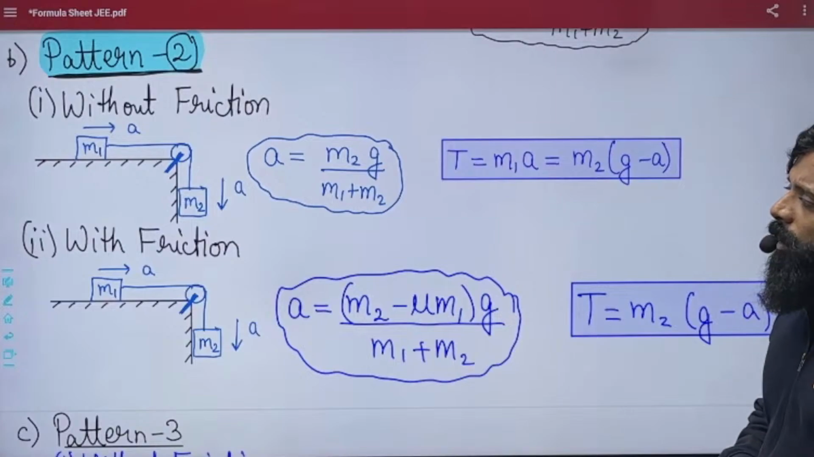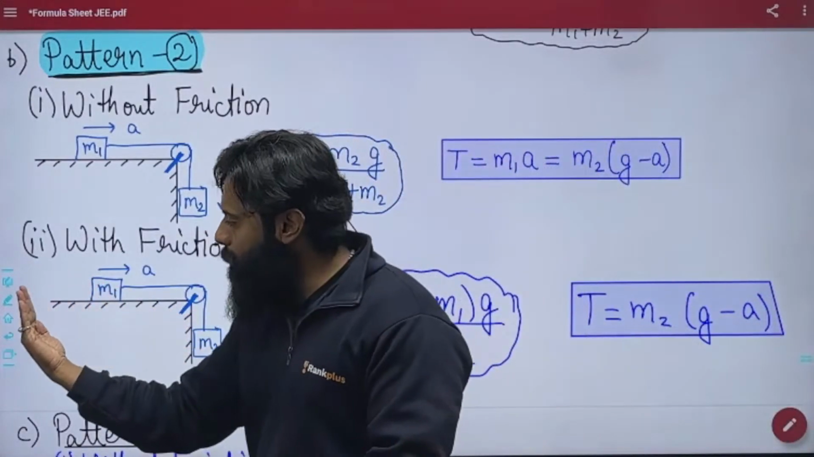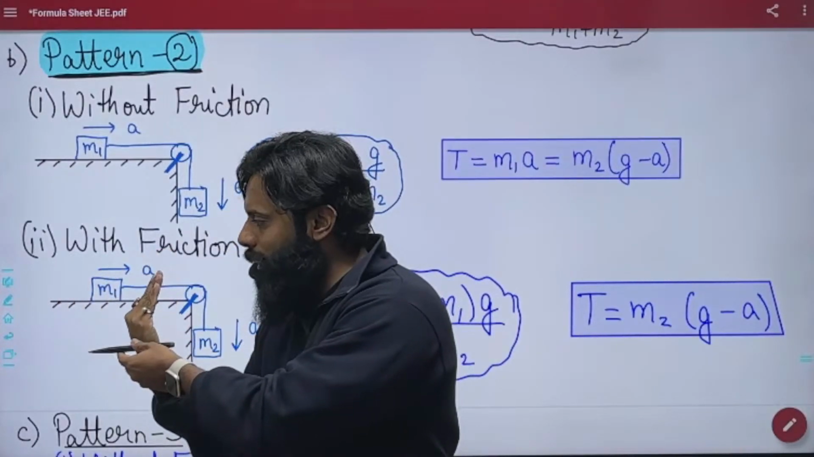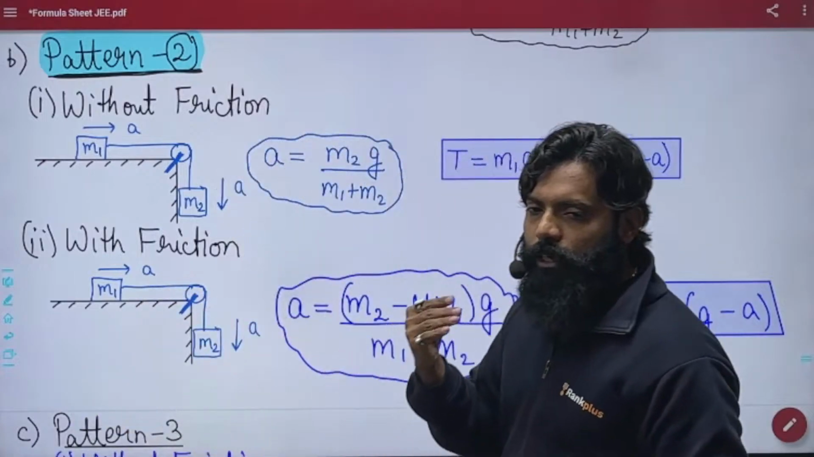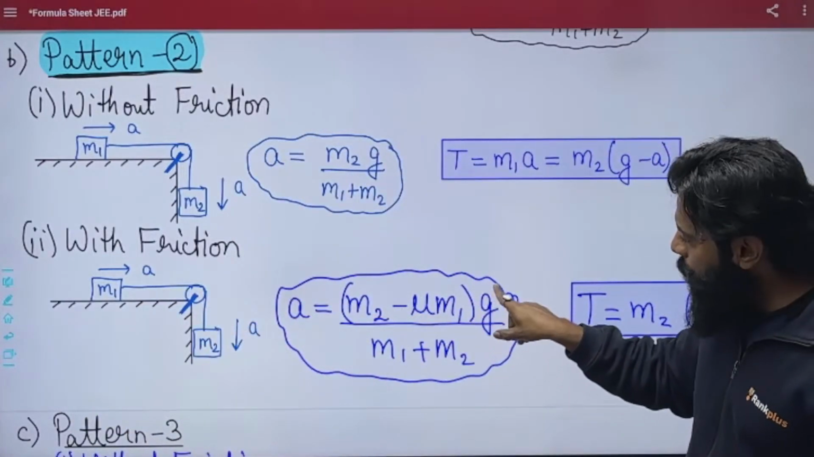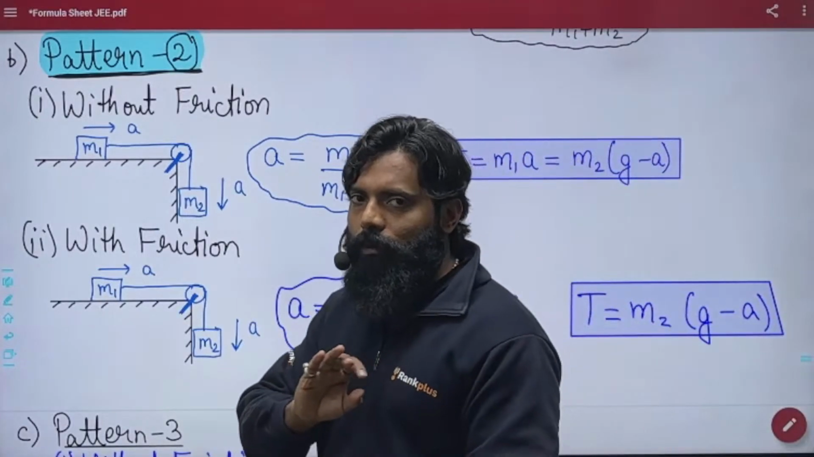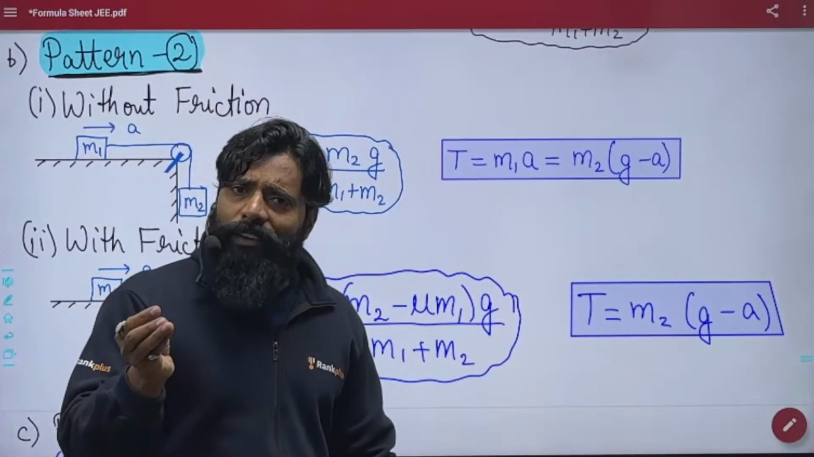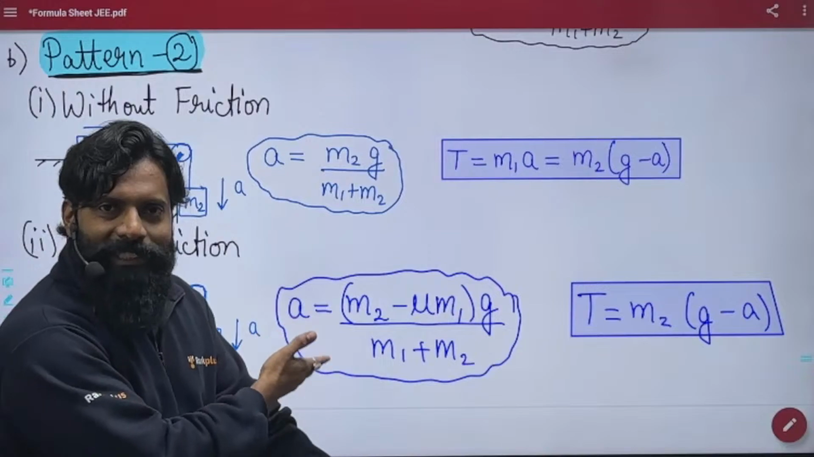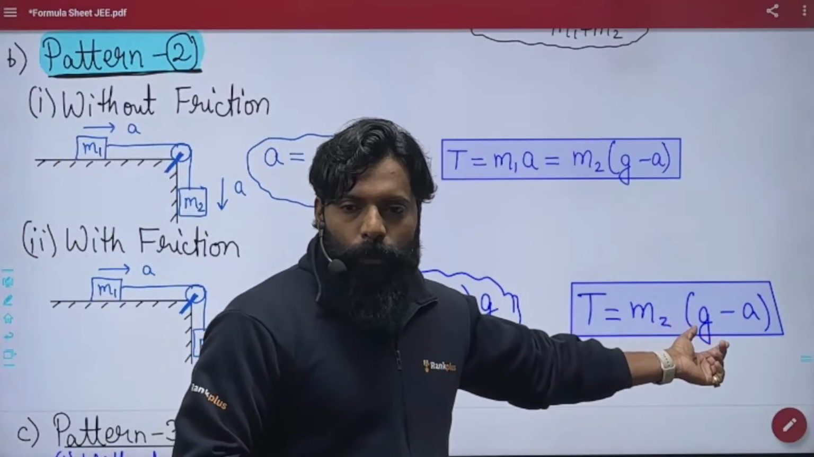In case of with friction, I have to consider the friction as well, right? If this object is moving in the forward direction, the friction will act in the backward direction. So in that scenario, I can put (m2 minus mu m1) multiplied by g, divided by (m1 plus m2). So remember these formulas. These formulas are very, very important. Even if you see the JEE 2024 previous year questions, these types of questions are coming. Similarly here, tension is equal to m2(g minus a).